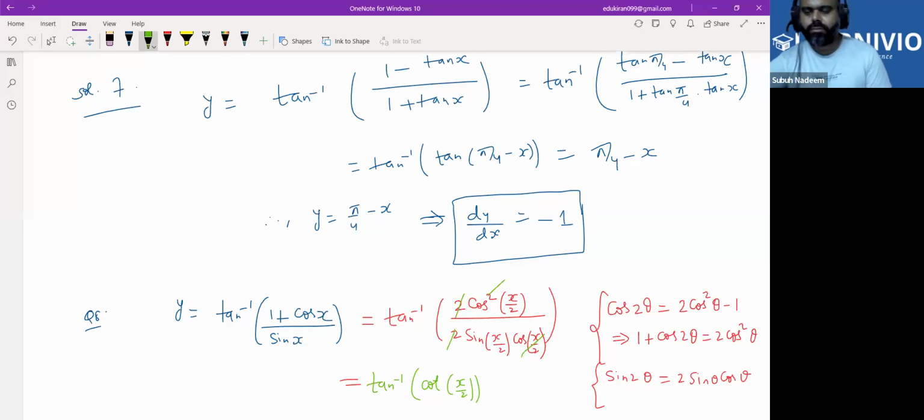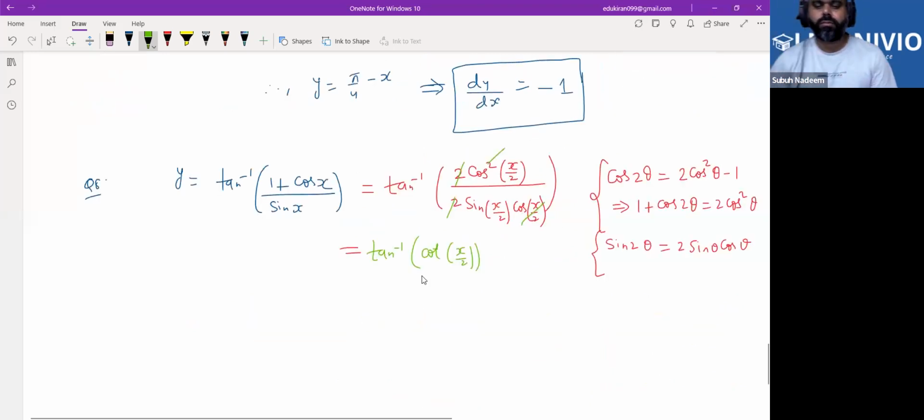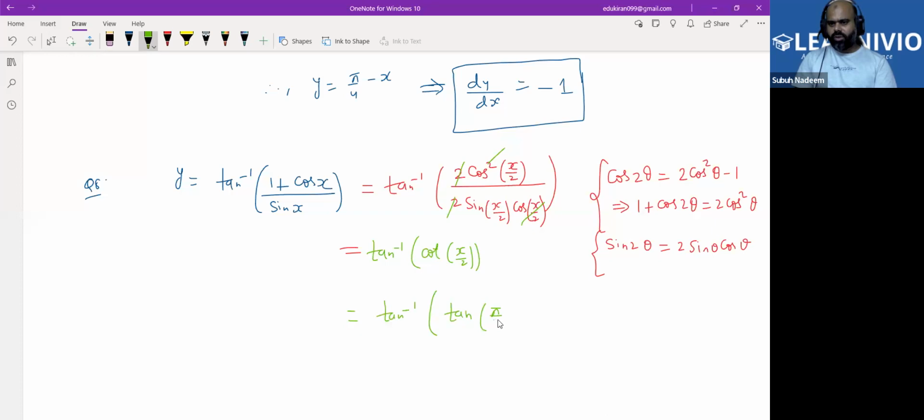Now further, outside there is tan, inside there is cot. Can we change cot into tan? Not by taking the reciprocal, because if you take the reciprocal, how can you cancel tan inverse? Can you write cot of x by 2 as tan of (pi by 2 minus x by 2)? Yeah, we can write it like this. Now tan inverse and tan will cancel and you will get pi by 2 minus x by 2, right?